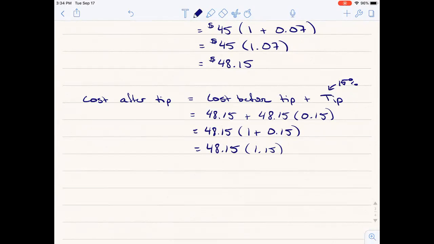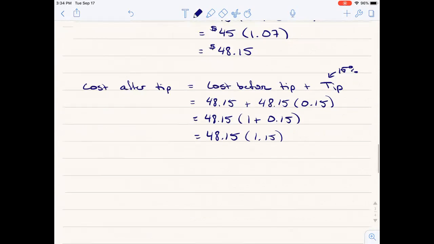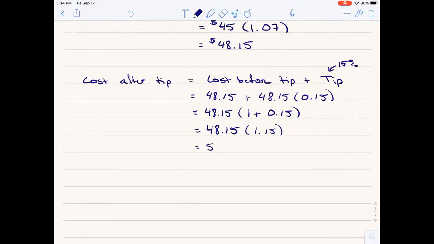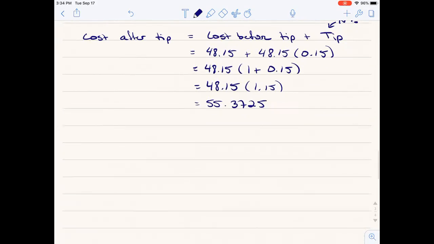So now 48.15 times 1.15 is 55.3725. In money though, we can only have 2 decimal places, so rounding properly we get 37 cents. So I'll throw the dollar sign on there, $55.37.